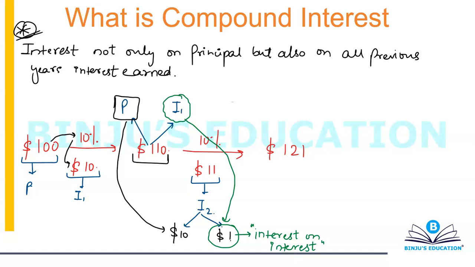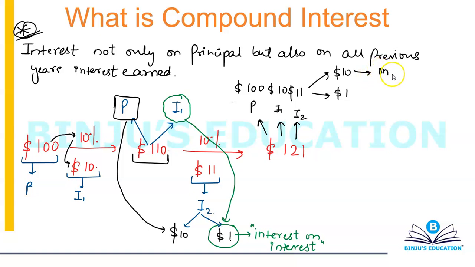Now this 121 will consist of a couple of things. So please pay attention. This 121 will consist of a principal value which is $100. This will include I1, which is the first year's interest on principal, which is 10. This will also include I2, which is 11. And this I2 includes two things, that is $10 and $1. Now this $10 is the interest on principal, and this $1 is interest on interest.